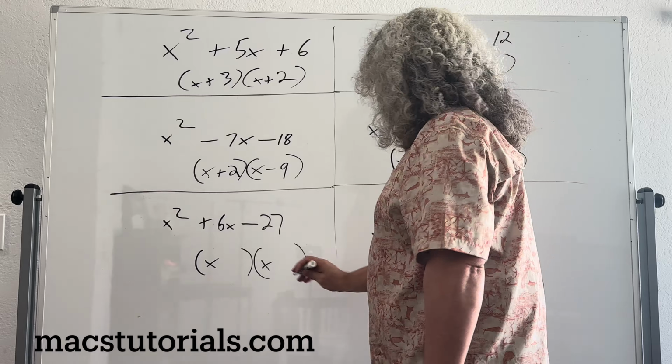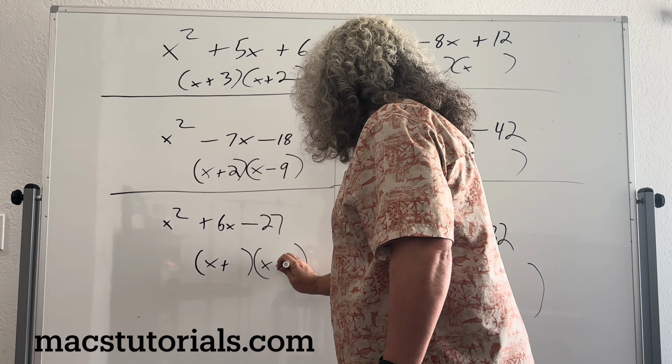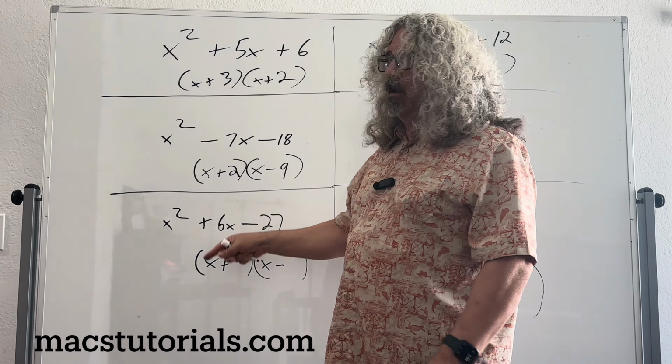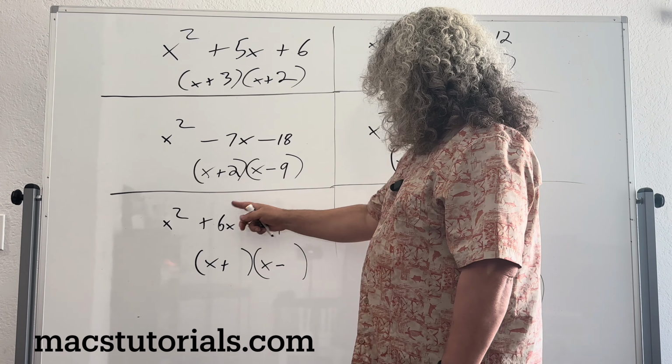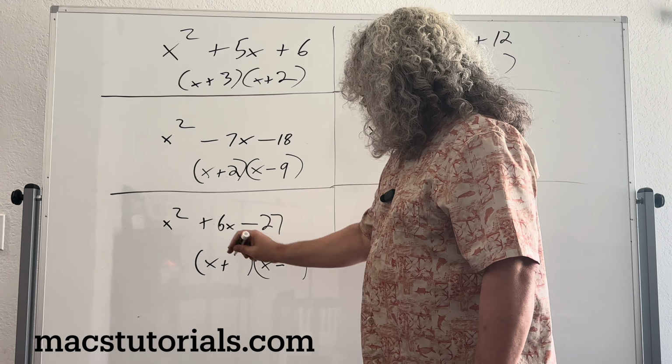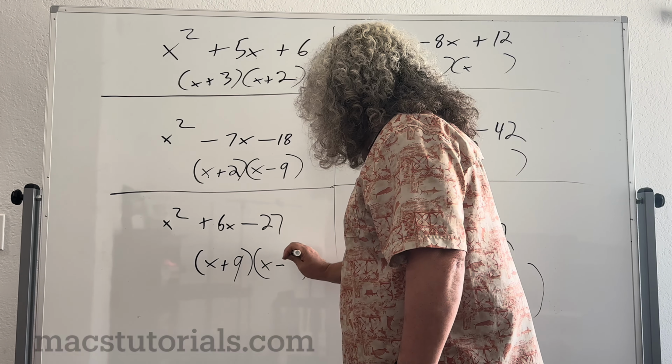Third term is negative. Signs are different. I can write them in right away. What multiplies into 27 but will subtract to 6? Not add, subtract to 6, and that would be 9 and 3. 9 is bigger than 3, so 9 goes with the sign of the middle, 9 and 3.